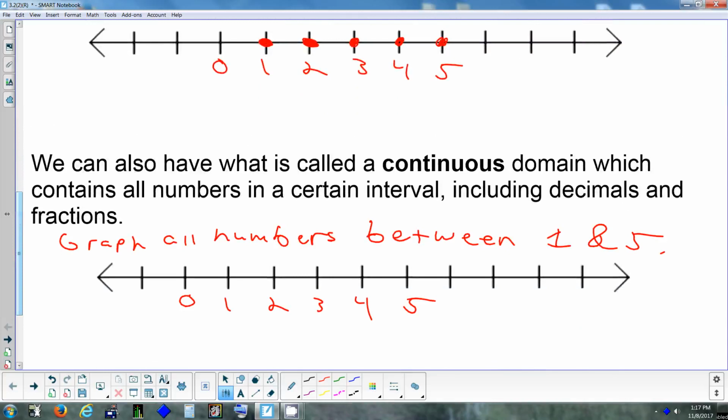All right, so somebody give me a number between 1 and 5. 3. Okay, so we're going to graph that one. Another number. 4. Okay. Do you want decimals or fractions? It can be anything. Any number between 1 and 5. 1.5. So the point here is if you graph everything between 1 and 5, you have to graph every single possible number you can think of. It's continuous.